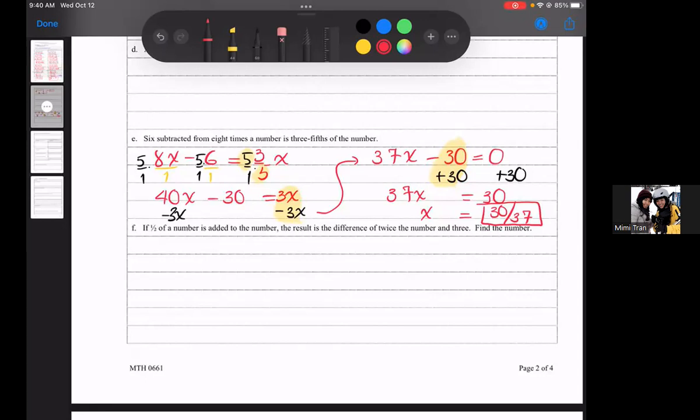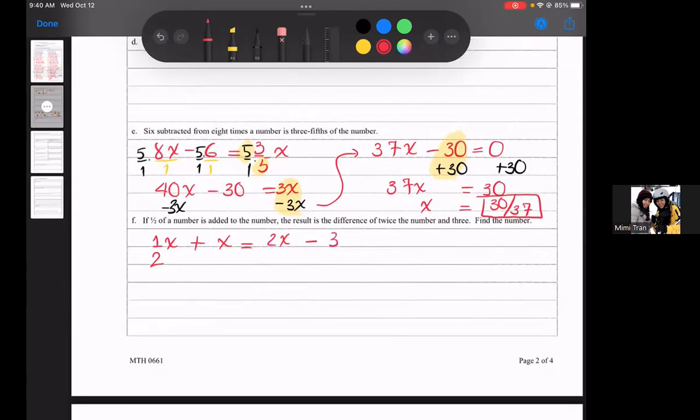Yeah, 1/2 of means multiplication, right? So 1/2 x is added, so plus to the number, so x again. Result, it means equal. The difference means subtract, right? So something subtract. I just put a minus sign in the middle. Twice the number and 3. Yeah, 2x minus 3. So it's just one thing at a time. Don't think too much. Don't read the whole thing like, oh my God. This thing just can't start jumping on your head. Just one thing at a time.